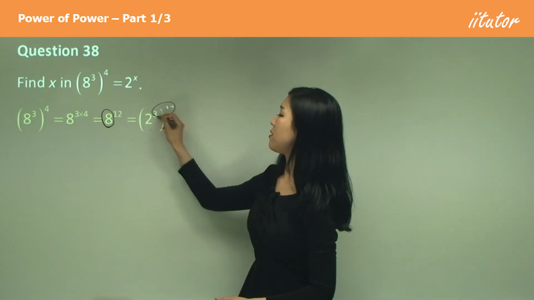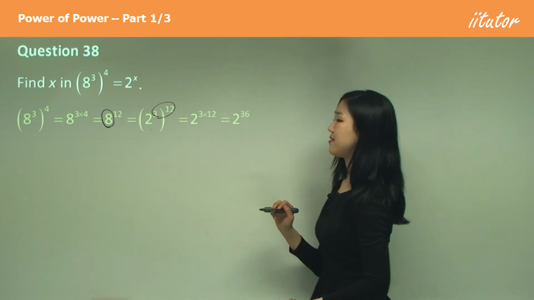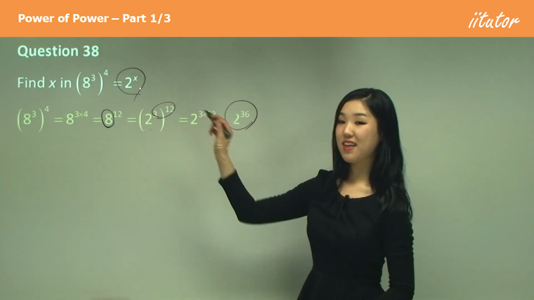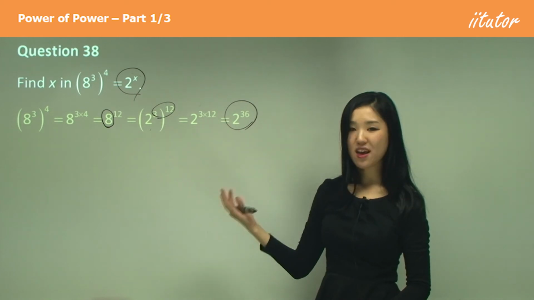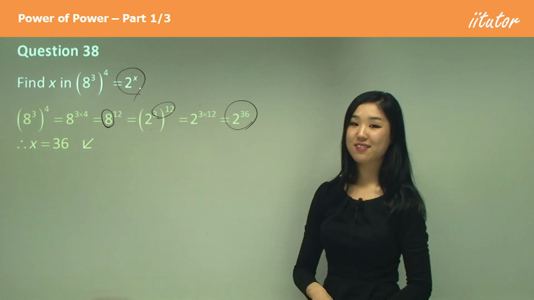We can multiply these powers together, like this. So 3 times 12 is 36. This must be equal to this, and we have the same base, therefore the indices must also be the same. So therefore x is simply 36. That's the answer.